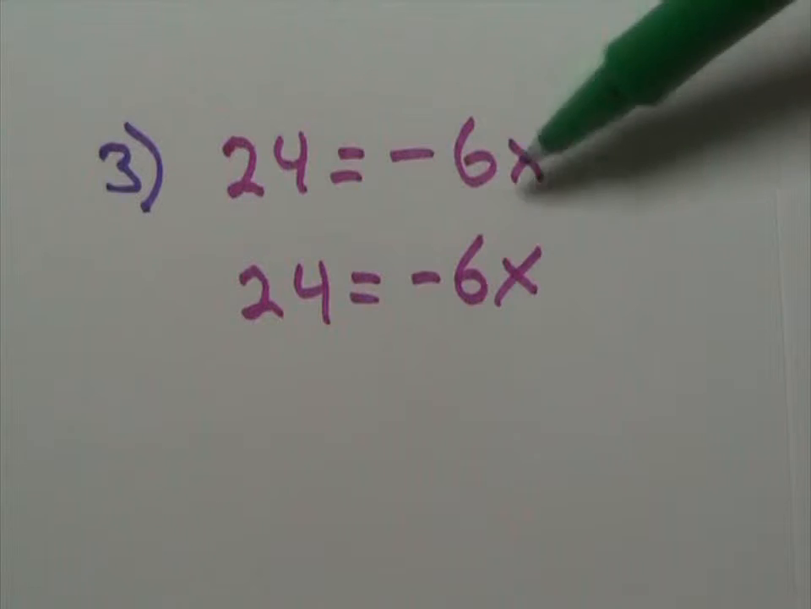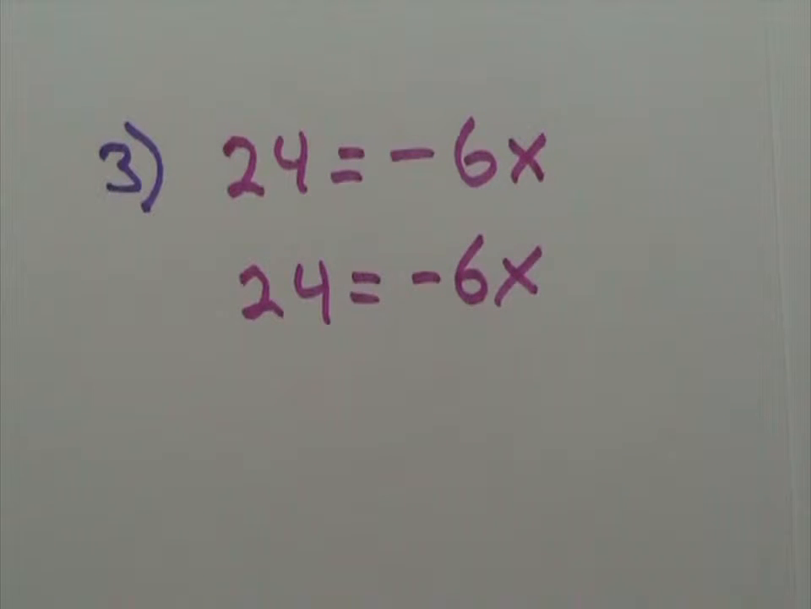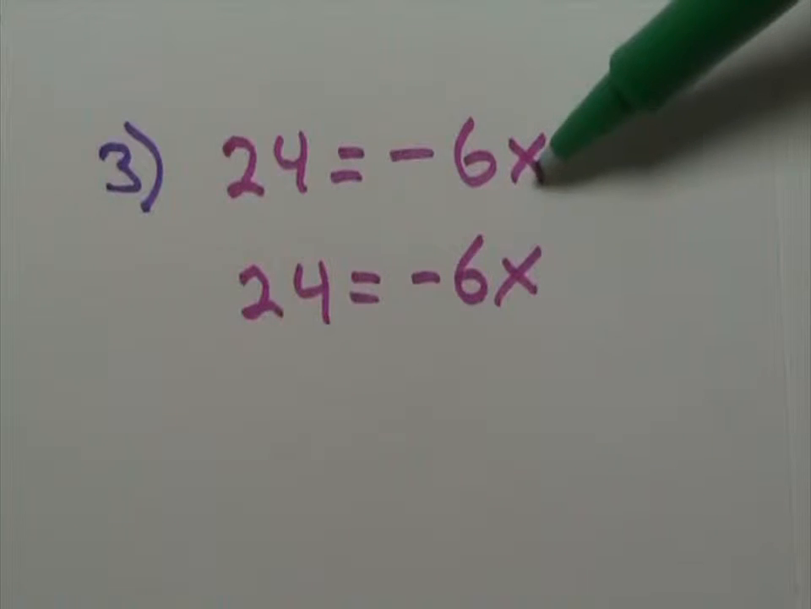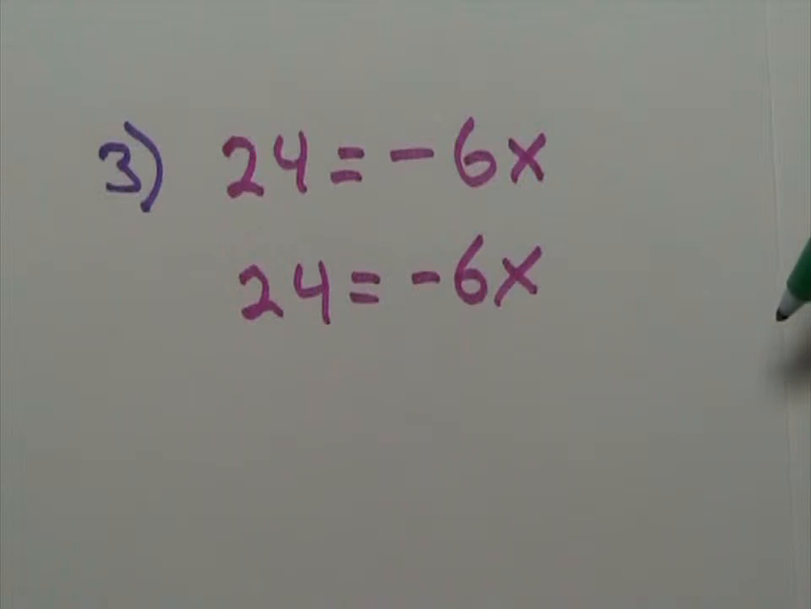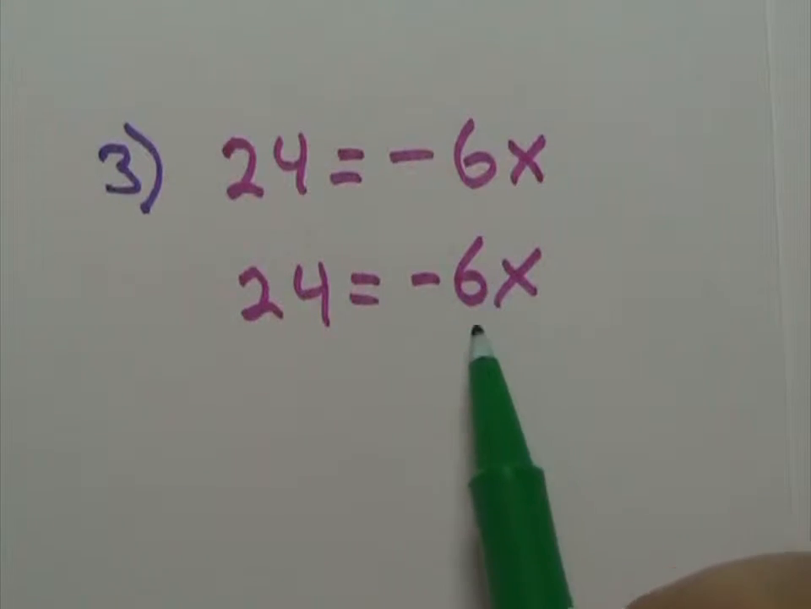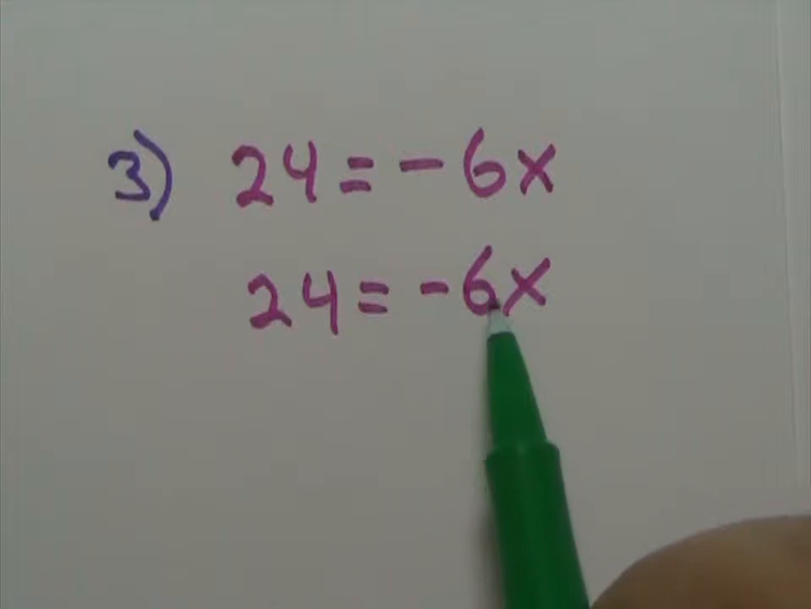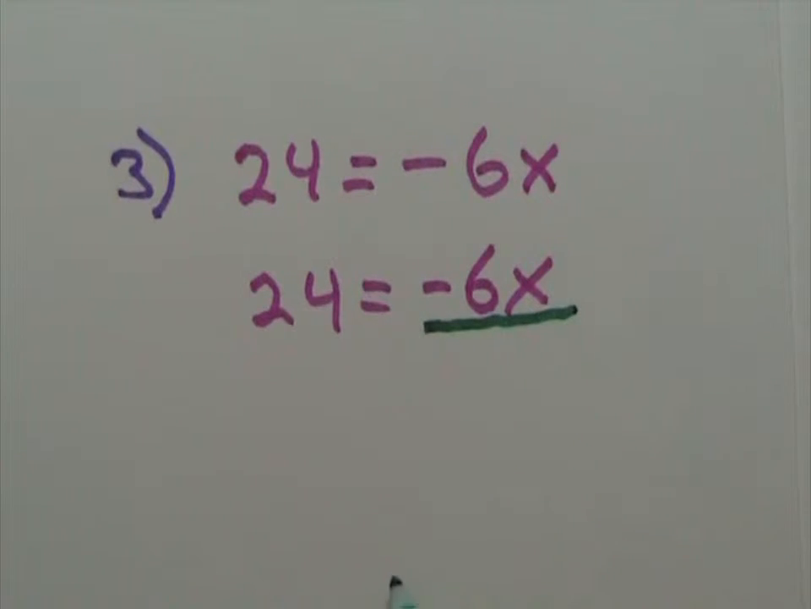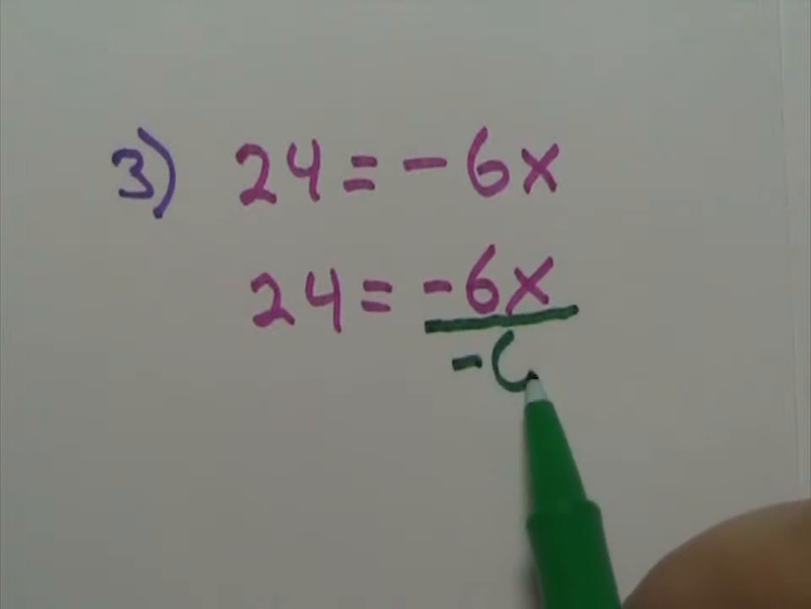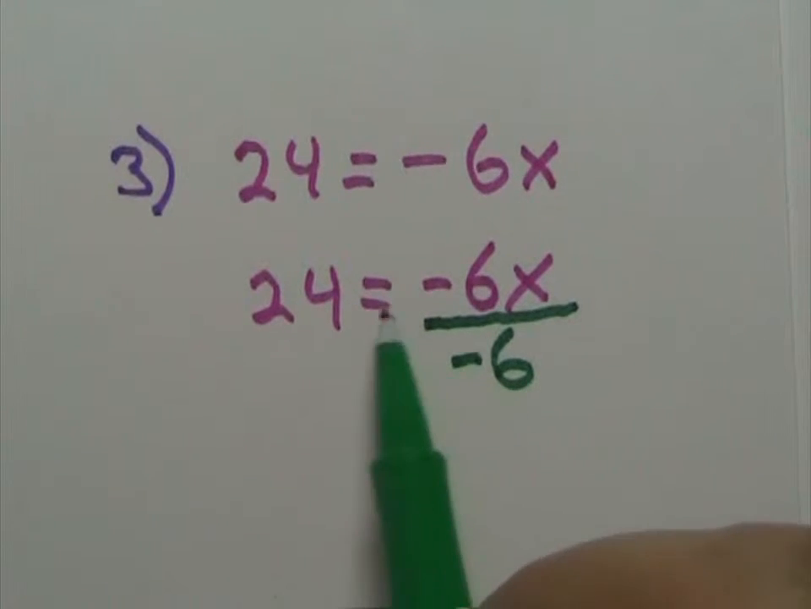24 equals -6x. Remember, the goal is to get the letter by itself, the variable. So that means we have to get rid of the -6. So to get rid of the -6, this is -6 times, so we have to do the opposite of times. The opposite of times is divide. So I'm going to divide by the same number, -6, and I have to do that to the other side.